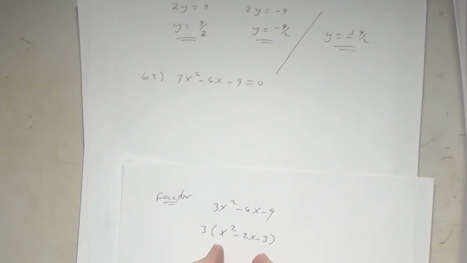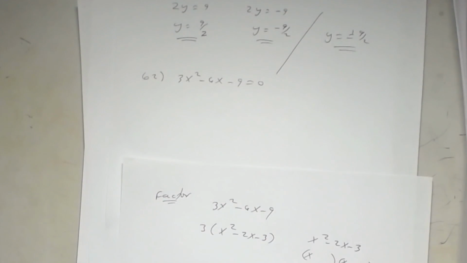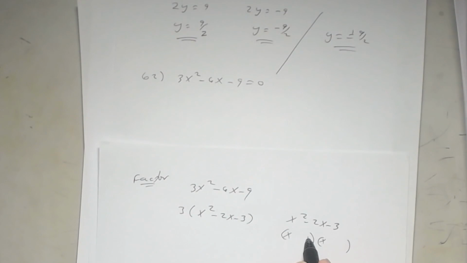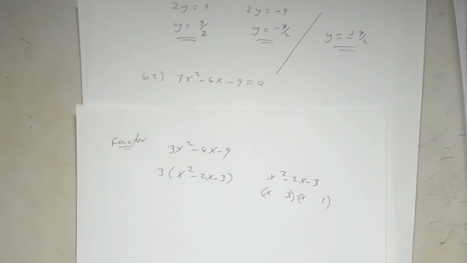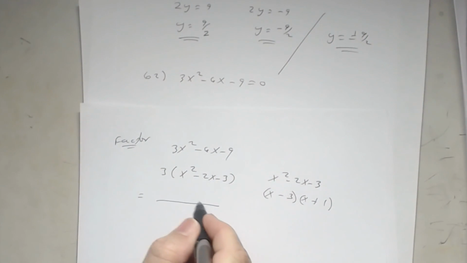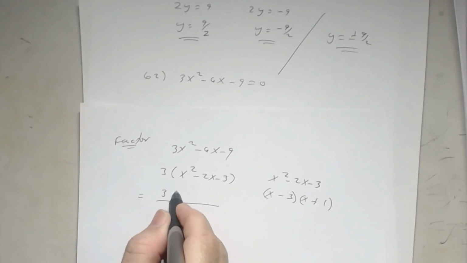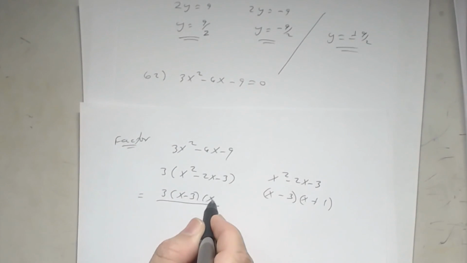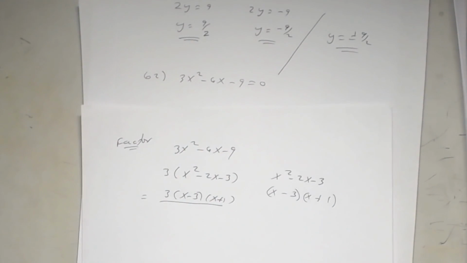Then you would go off to the side and see if you can factor this x squared minus 2x minus 3, which you could. What works? x and x, and 1 and 3. The 3 has to be negative and the 1 positive, because you're going to end up with negative 2. So what would be the answer in the blank you would have to give me? 3 times x minus 3 times x plus 1.